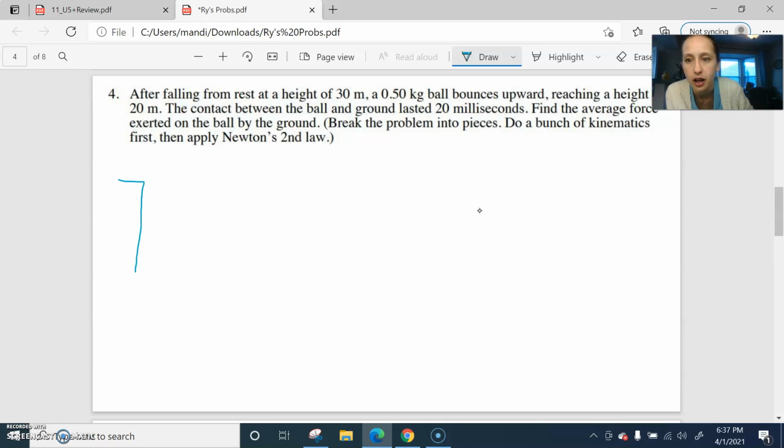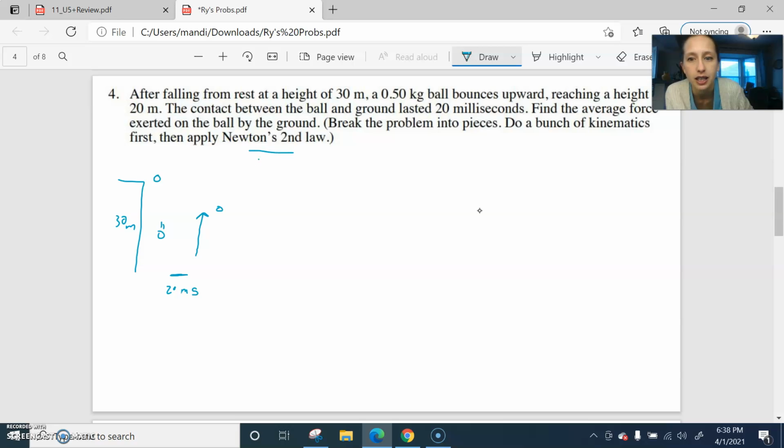So we were at rest, and then we fell 30 meters. And then we bounced upward, reaching a height of 20 meters. When we were at the ground, that lasted 20 milliseconds. Find the average force using kinematics and Newton's second law.